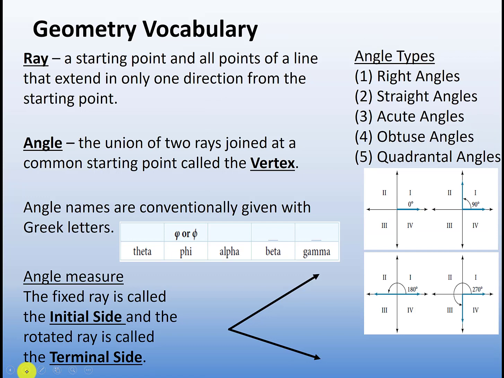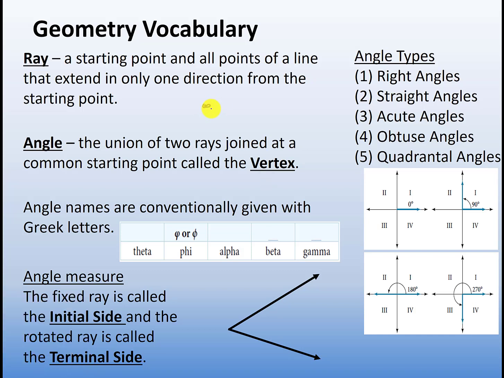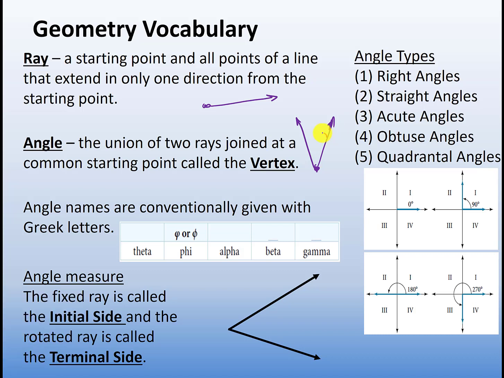So let's start off with some vocabulary. Some simple things. The idea of a ray. A ray is not completely a line. It's half a line. It starts at a beginning point and goes forever only one way. That's important because that's how we make an angle. An angle is made out of two rays with a common vertex. When we're measuring the angle, we are measuring the amount of rotation between one ray and the next ray. The vertex is the joining point of those two rays.